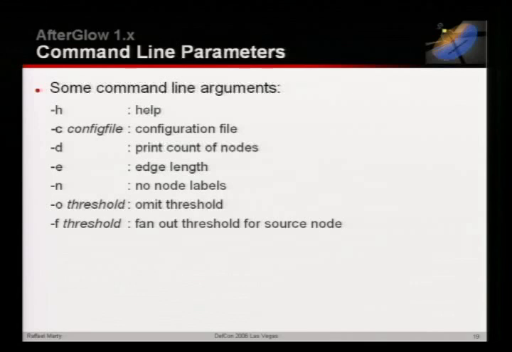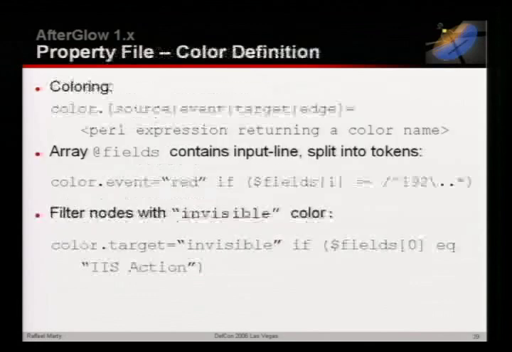And then you have a -F and a -G, which are used for the fan-out filtering. You can specify two different fan-out filters, one for the source nodes, how many connections that node needs to have, and one for the event node, the middle node, how many connections it has to have to show up. -F is for the source, and -G is for the event node.